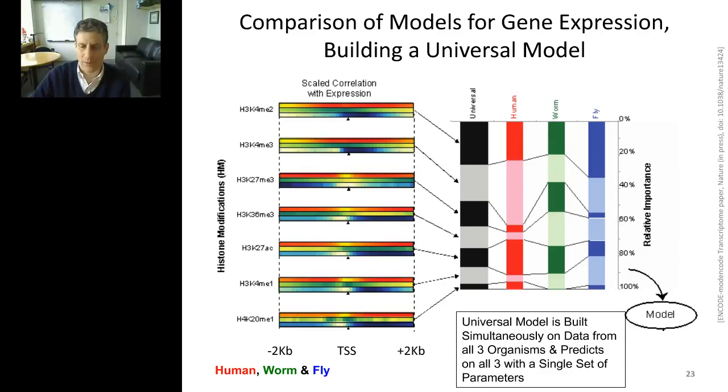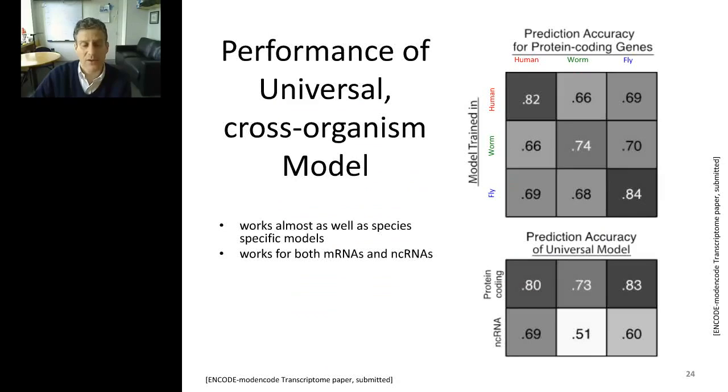In any case, we're on slide 23, and I was talking about the relative importance in the different organisms of the different marks and talking about this universal model. And then the neat thing is we can take the universal model and we can see how well that model does in predicting relative to organism-specific models. And so that's what we did.